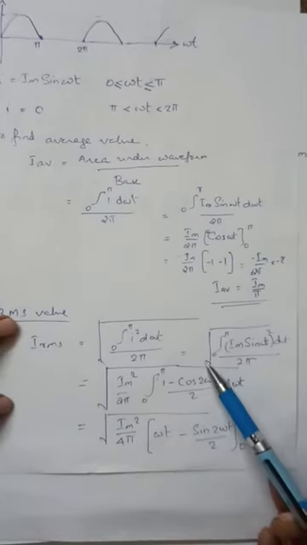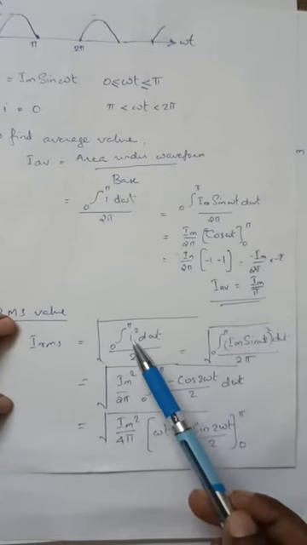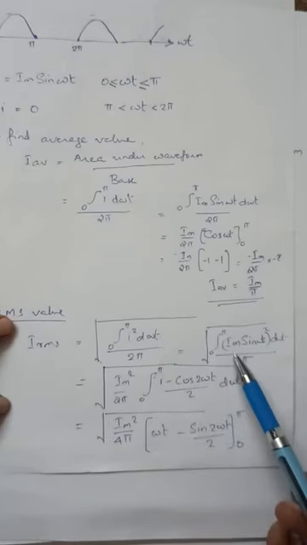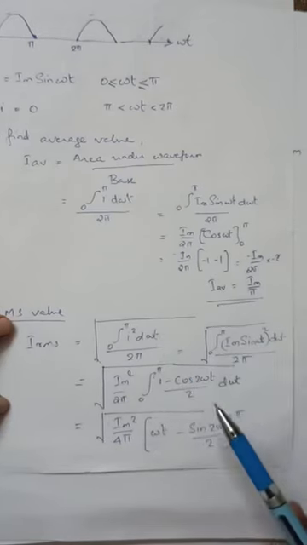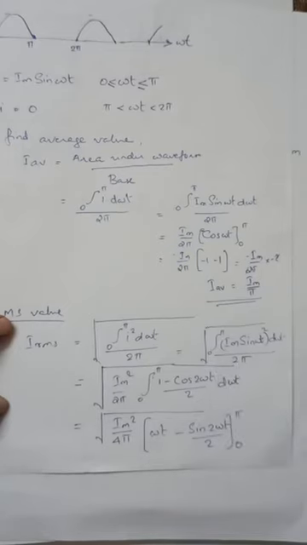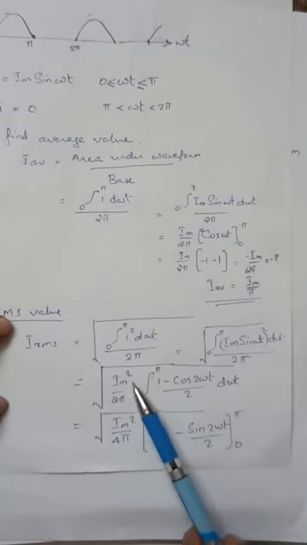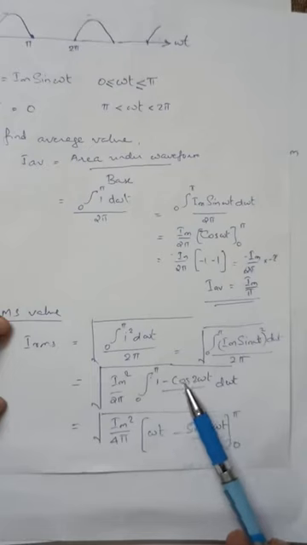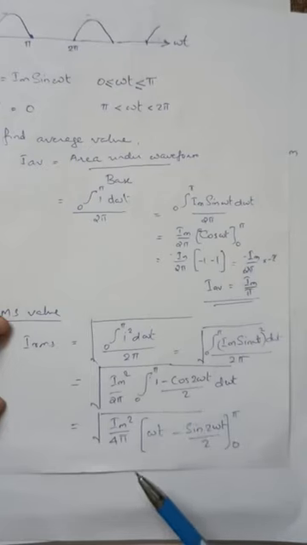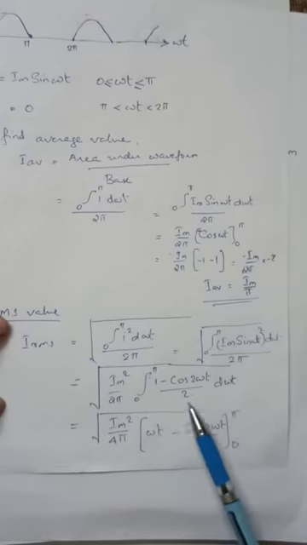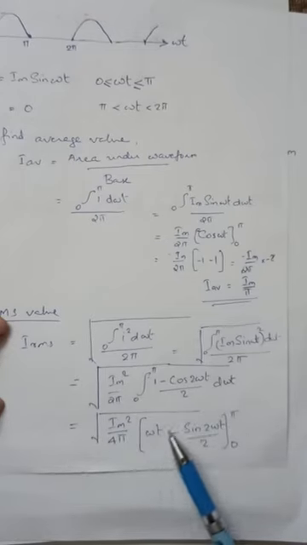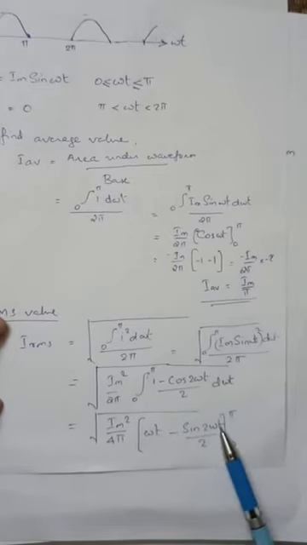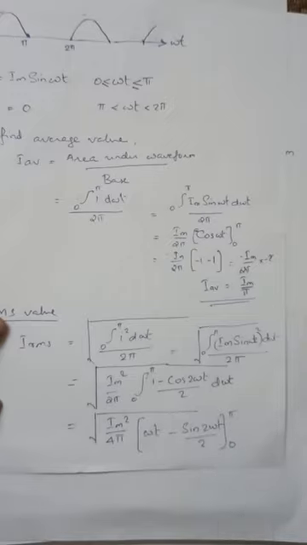So you can write it as root of integral 0 to pi. Instead of i d omega t in case of average value, here we are taking i square d omega t. i is equal to Im sin omega t the whole square into d omega t divided by the base 2 pi. That is equal to root of Im square by 2 pi integral 0 to pi sin square omega t, which can be written as (1 minus cos 2 omega t) by 2 d omega t. That is equal to root of Im square by 2 can be taken out. Im square by 4 pi into 1 minus cos 2 omega t can be integrated as omega t minus sin 2 omega t by 2 in the interval 0 to pi.